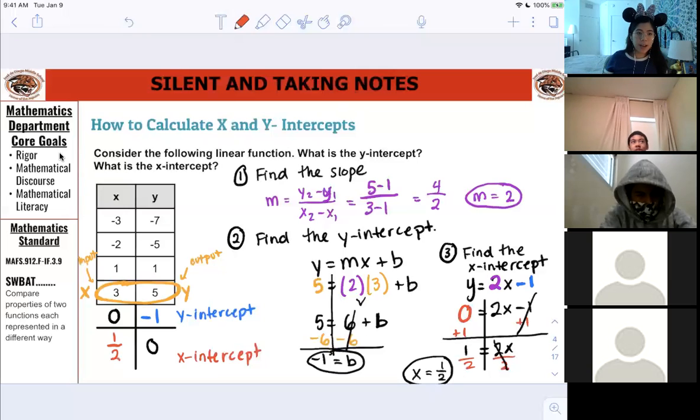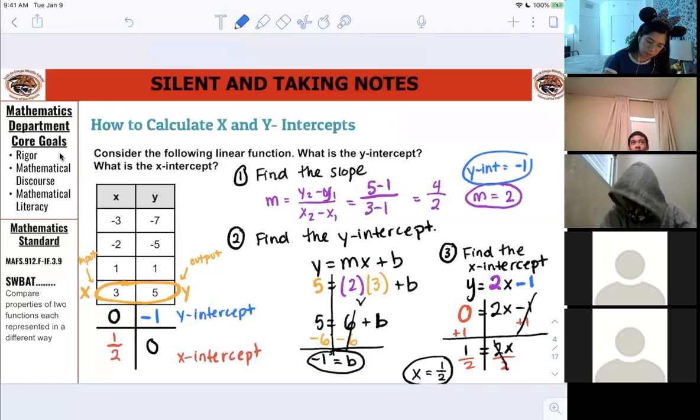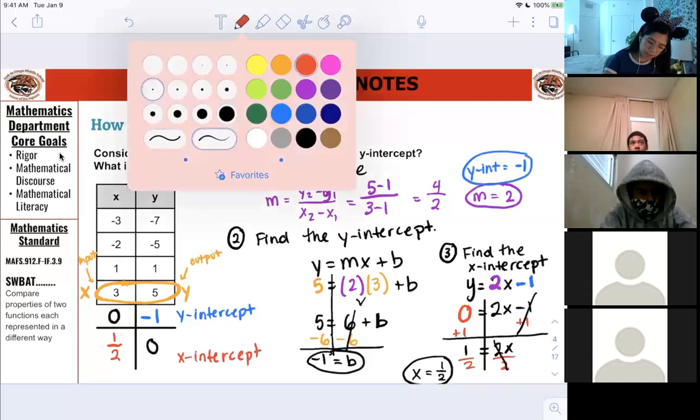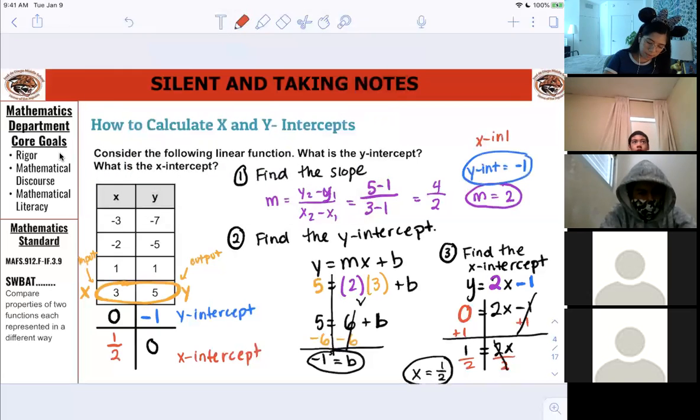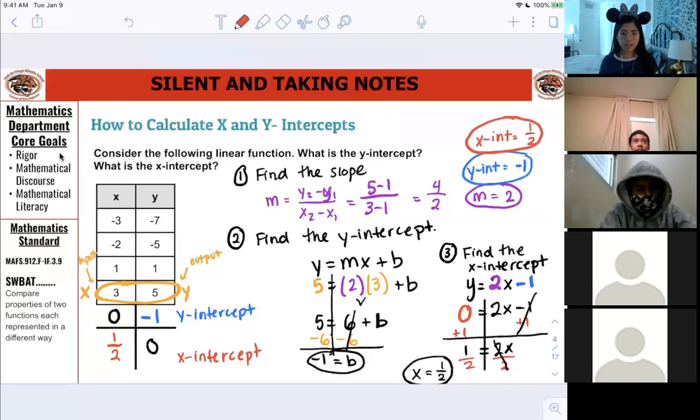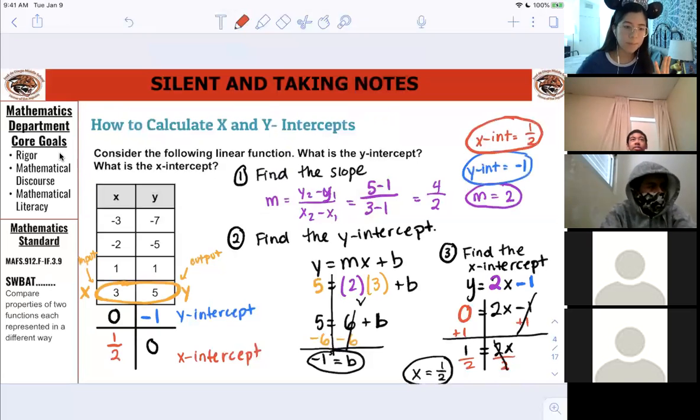So from these 3 steps, I figured out 3 things. I figured out that the slope was 2, that the y-intercept was -1, and that the x-intercept was 1 half. And that's what we're going to be doing a few times today. They're going to give us a table or a graph or an equation, and we need to figure out the slope, the y-intercept, and the x-intercept for whatever they give us.